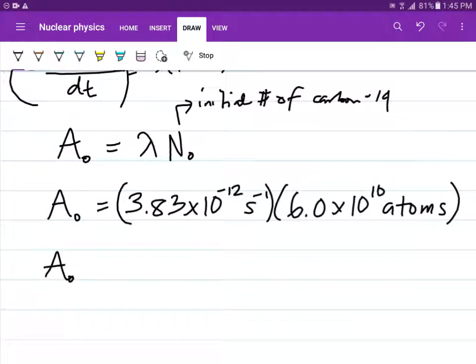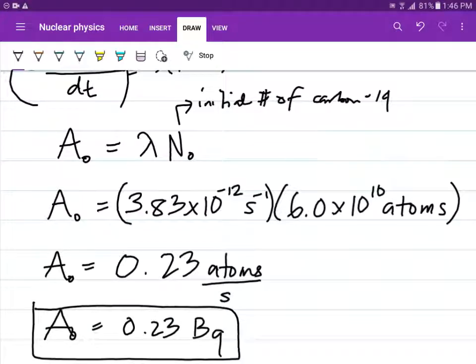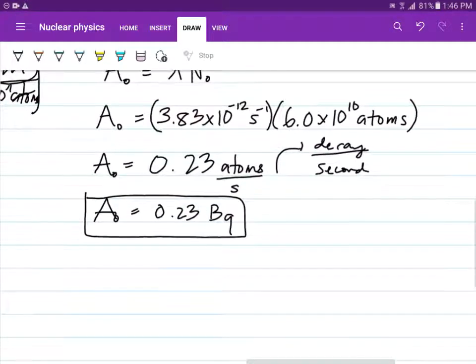So we will find that this is about 0.23 per second. Or we can also write this as 0.23 becquerels, because atoms per second can also mean decays, or number of decayed atoms per second. So we have an initial activity in 1 gram.